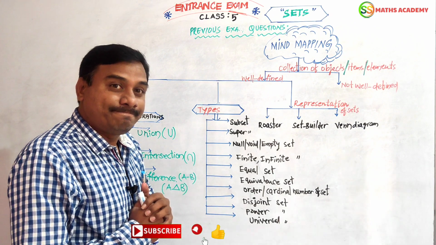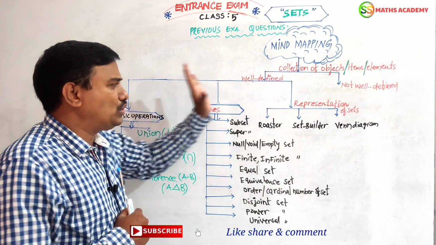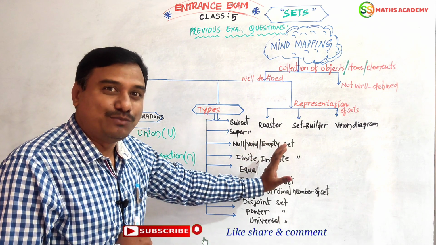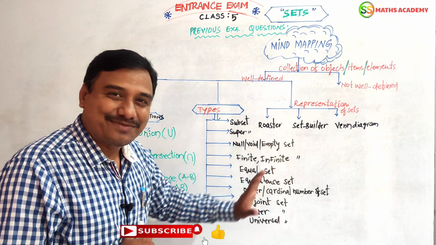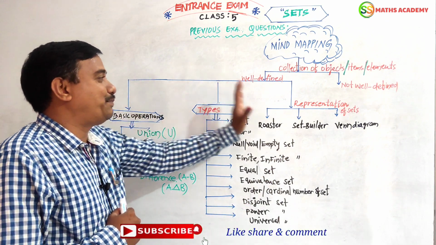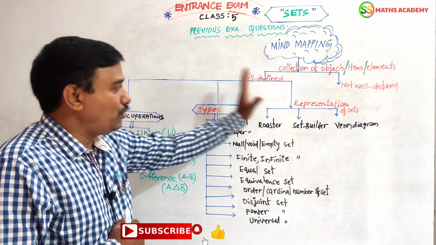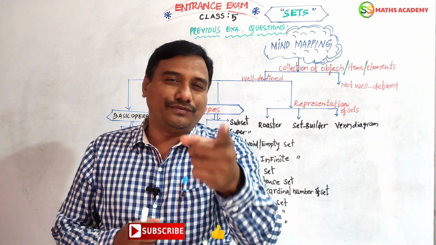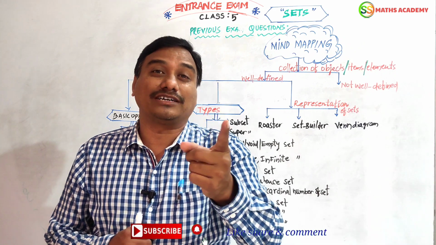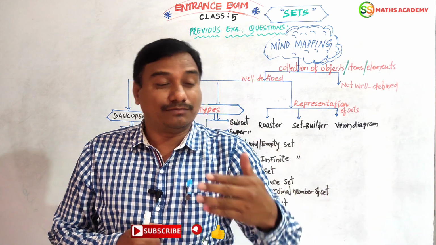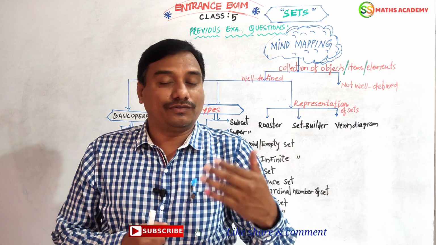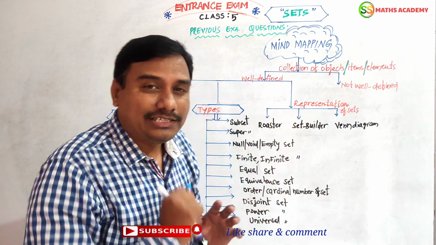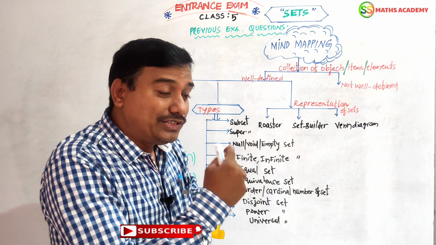Mind mapping. This is a total preview of sets, like one multi-starrer movie. If you know this total preview in your mind, dear boys, you will definitely get 4 by 4 marks. If 2 questions come, 2 by 2. If 4 questions come, 4 by 4. Definitely you will get full marks from sets without losing any mark. What is the concept, sir? I have to go in order.